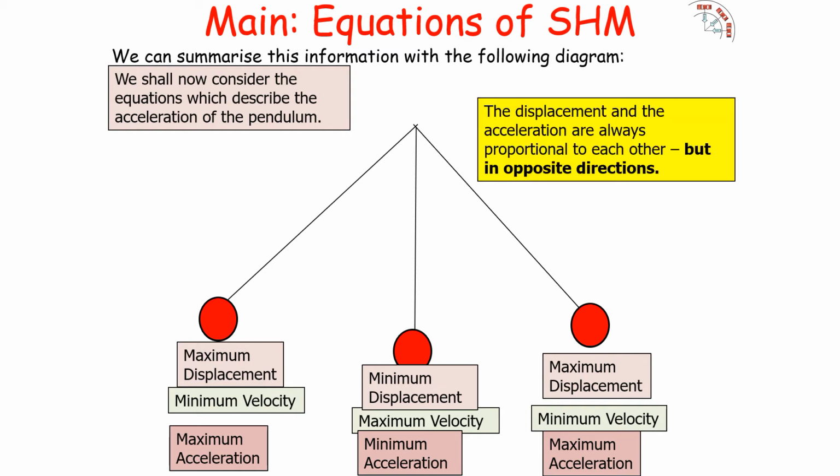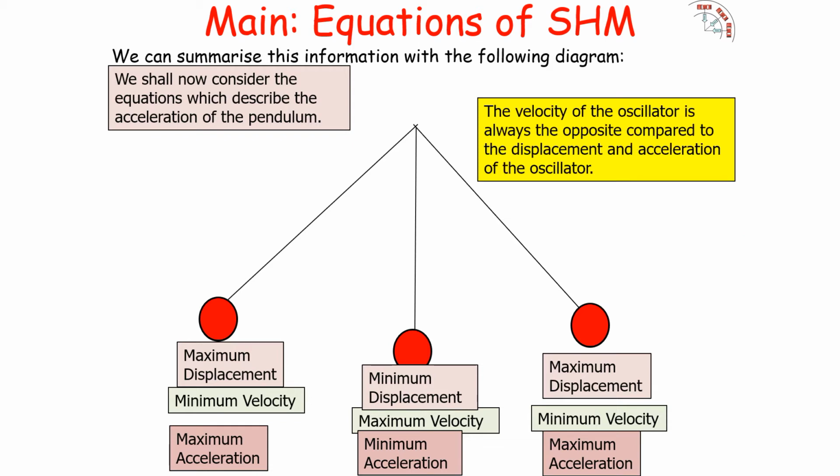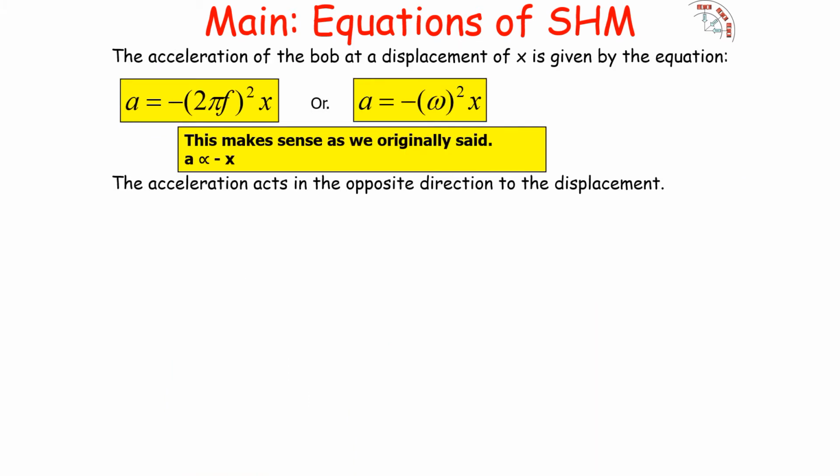Now remember, the displacement and acceleration are always proportional to each other, but in opposite directions. This is indicated as one term has a plus value and the other term has a minus value. So the velocity of the oscillator is always the opposite compared to the displacement and the acceleration of the oscillator. Now the acceleration of the bob at a displacement of x is given by the equation a is equal to minus omega, or 2 pi f squared, times by x. Now this makes sense, as we originally said a is directly proportional to minus x. So this minus is important because the acceleration acts in the opposite direction to the displacement.